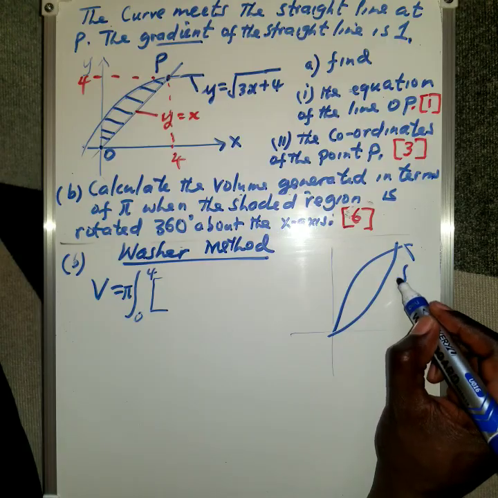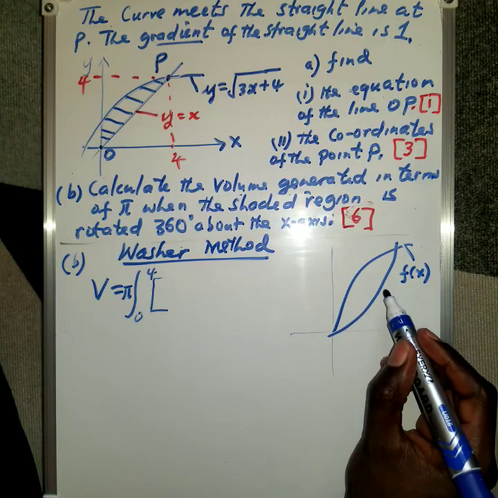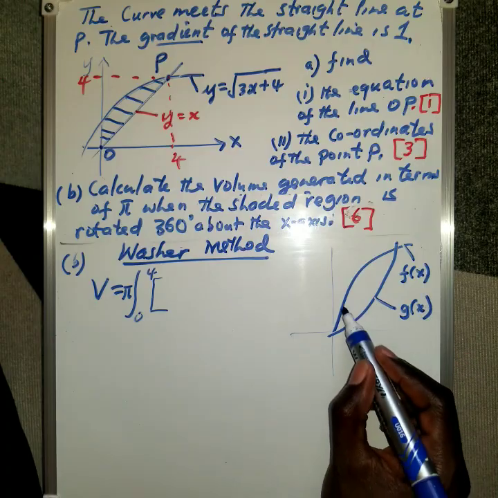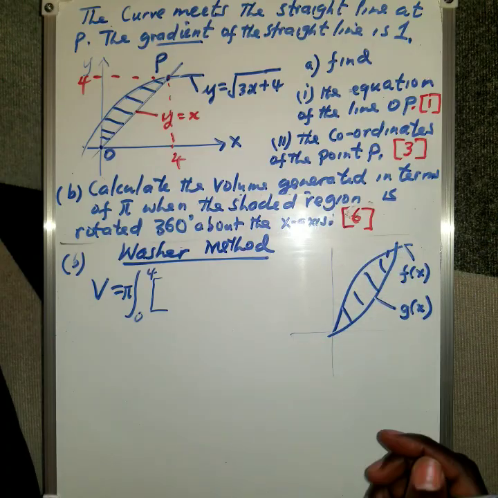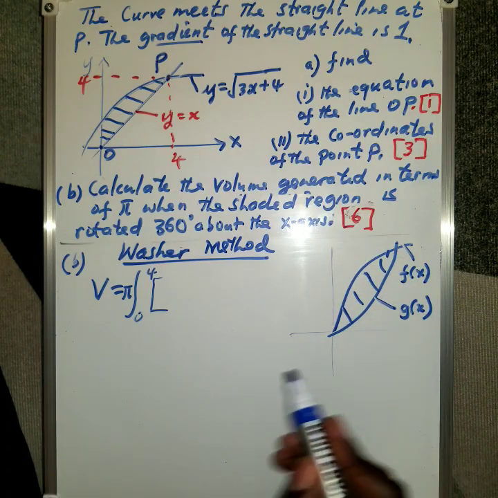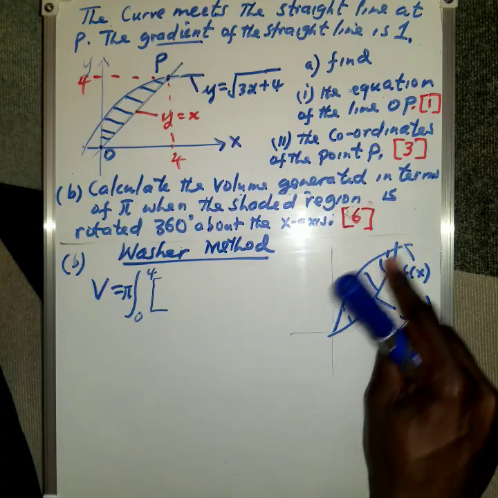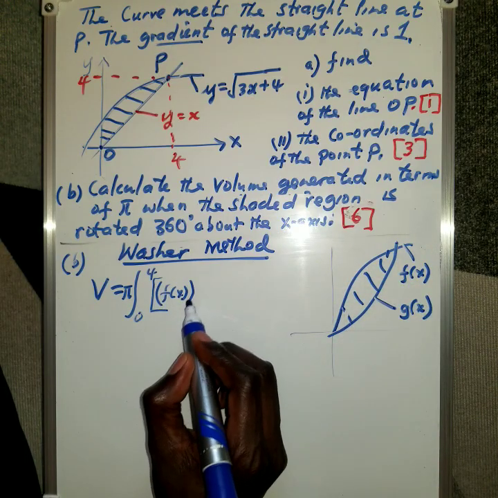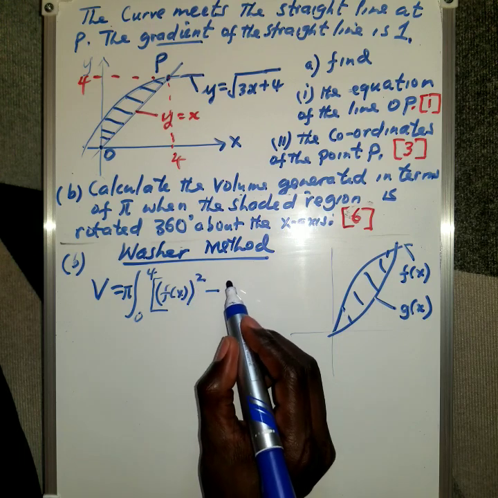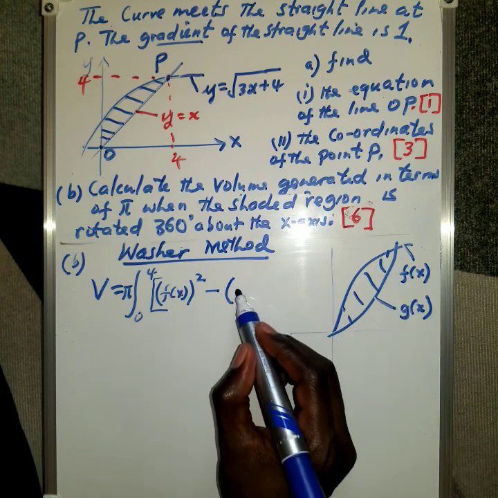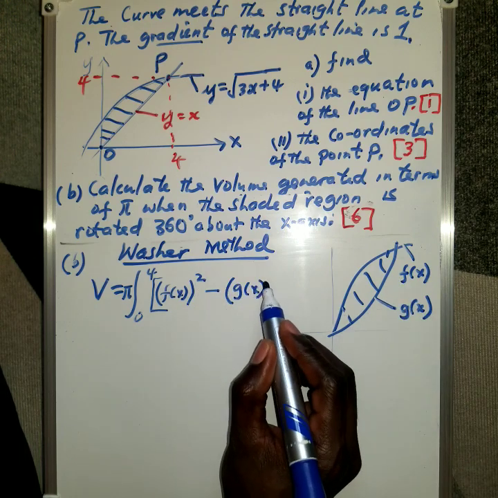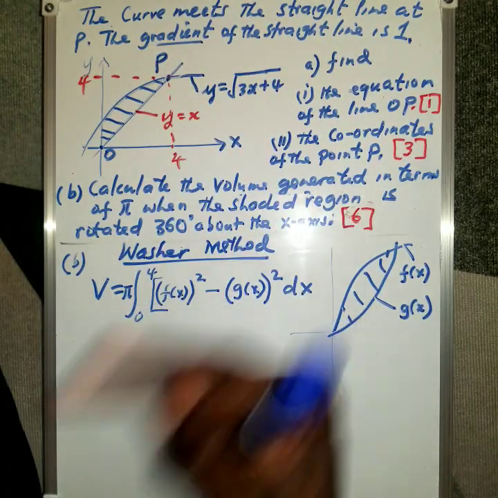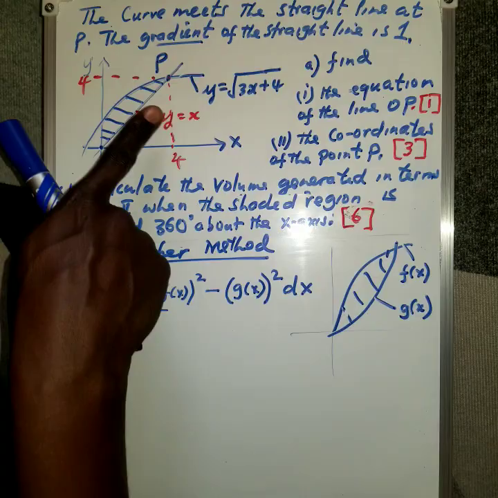So this one is maybe, let me say, the function f, and this one at the bottom is the function g, and you want to find the volume when it is rotated about the x-axis. Because this one is on top, we are going to say the function f of x, but this should be raised to the power 2. You subtract the lower function, in this case g of x, also raised to the power 2, with respect to x, because we are rotating it. That's the idea that we are doing there.